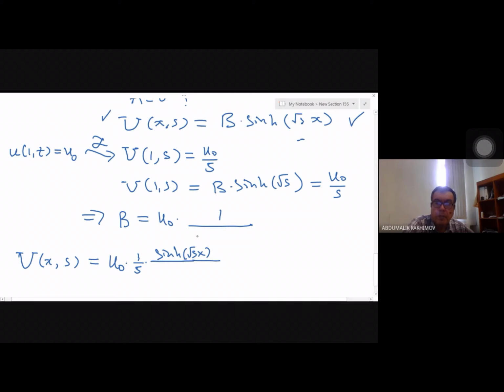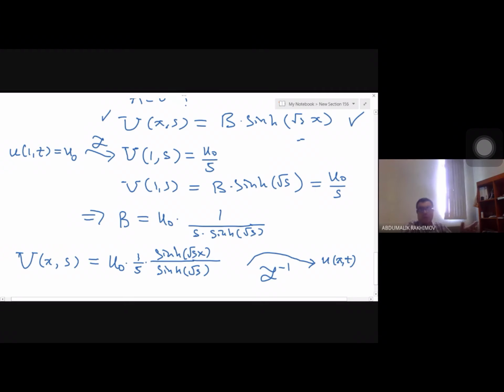1 over s times sine hyperbolic root of s, right? Then this is coming here, sine hyperbolic root of s. Okay? So this is u capital. So we don't know small u, we don't know u(x,t). We want to find the solution, but we know what is the image of the solution, right? For that, we need to transform back using inverse transformation, right?